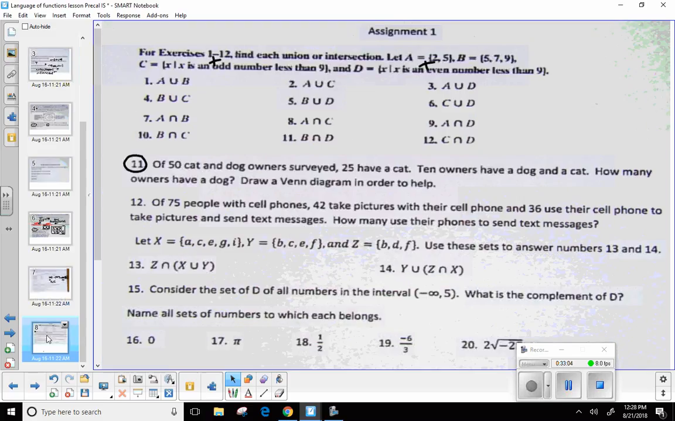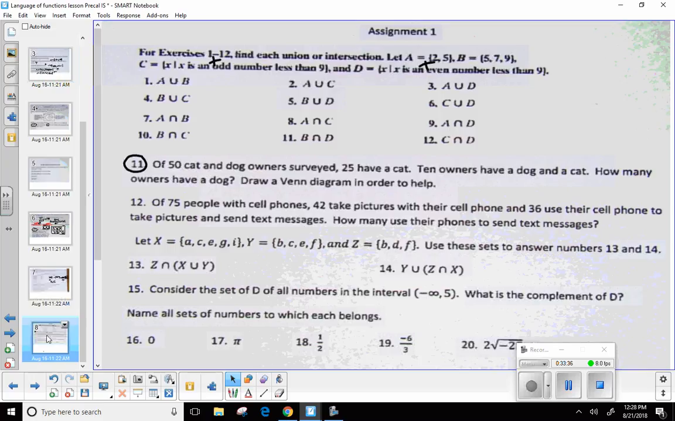All right, so first, at the very top, where it's giving you a definition for C and D, let's go ahead and throw in there that they're positive numbers. Because what's going to happen, odd numbers less than 9, that could include what? Negatives, so that would be an infinitely large set, and we're not going to deal with that. So let's go ahead and say for both C and D, they're positive odd and positive even. So it's going to give you nice sets to work with.